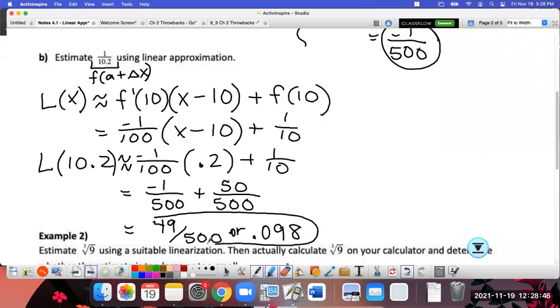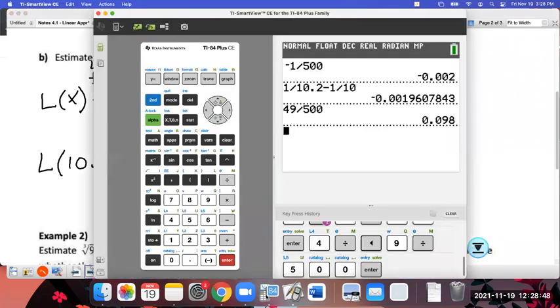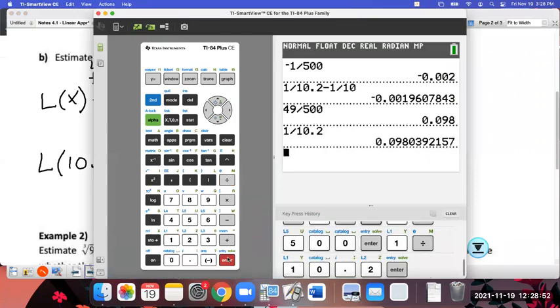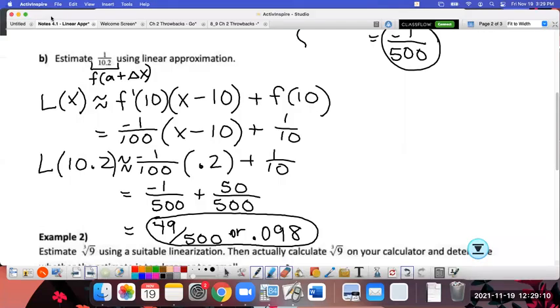Let's see how accurate that was. We are, what, 1, 2, 3, 4, 5. We are accurate to the 4th decimal place. That is awesome. So technically our estimate is just slightly below the actual value, 1 over 10.2. All right, next problem.